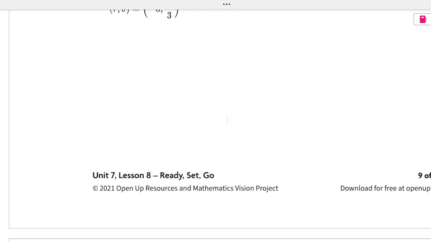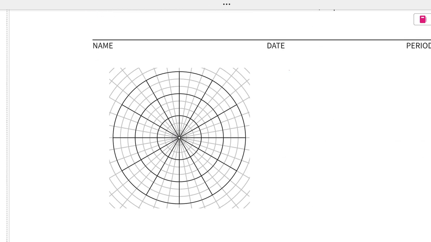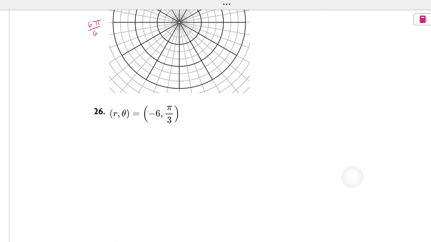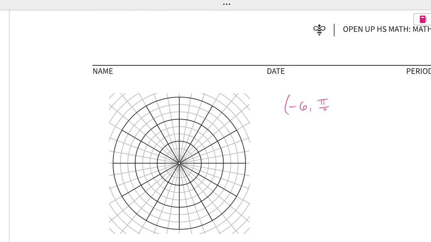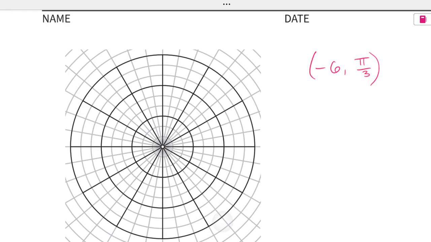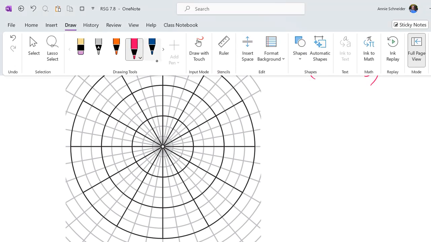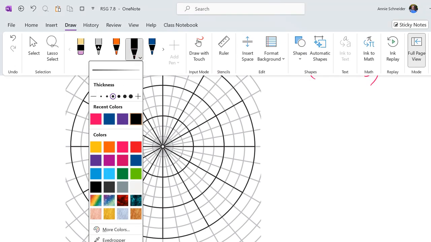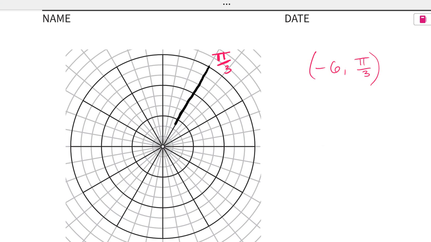Okay, negative 6 and pi over 3. Our graph is all the way down here. Negative 6. And was it pi over 3? Let me just double check. Yep, positive pi over 3. So let's find where positive pi over 3 is. That would be right here. Pi over 3. So negative 6, we're just going to count away from pi over 3. So I'm going to highlight this line a little bit darker.